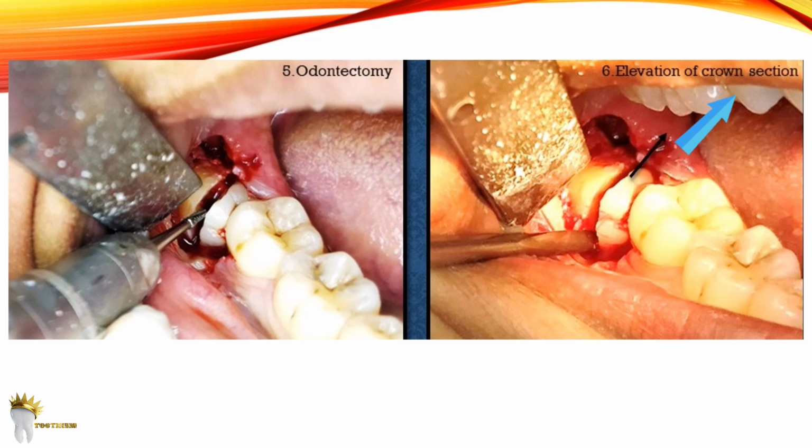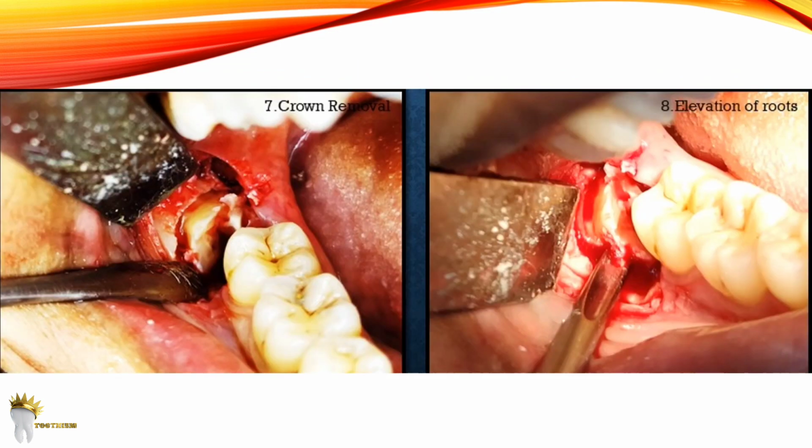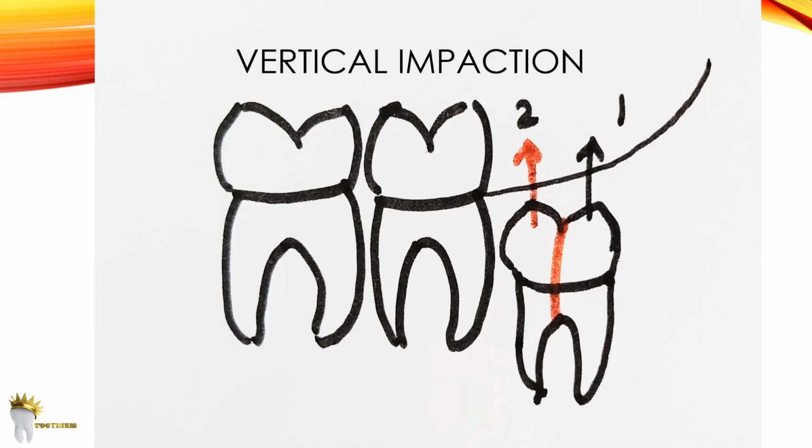So this will divide the tooth into crown portion and root portion. First the crown is removed and now this will create space for elevation of the roots. So roots are now elevated using an elevator. Now if the roots are divergent, even the roots will have to be sectioned and removed separately.